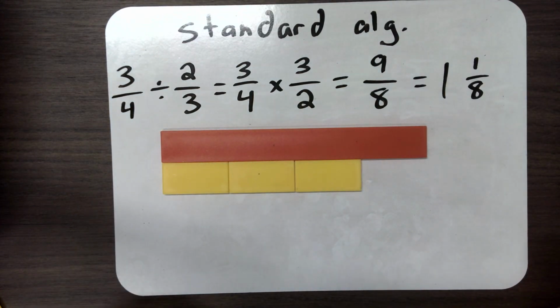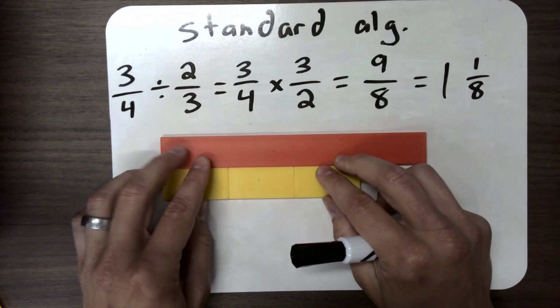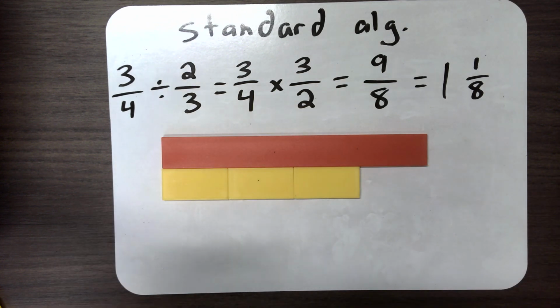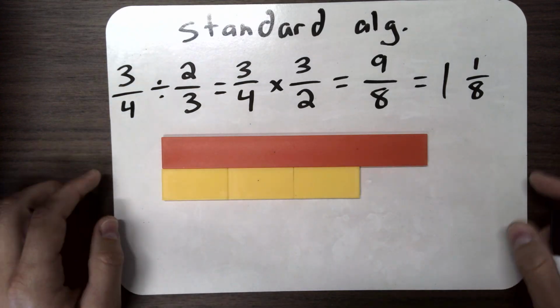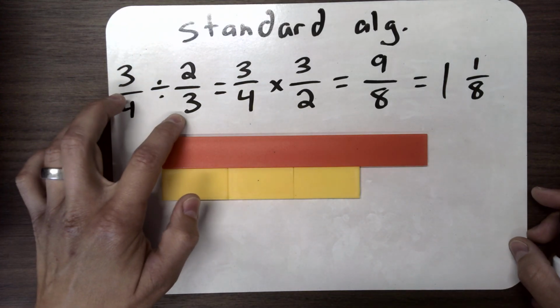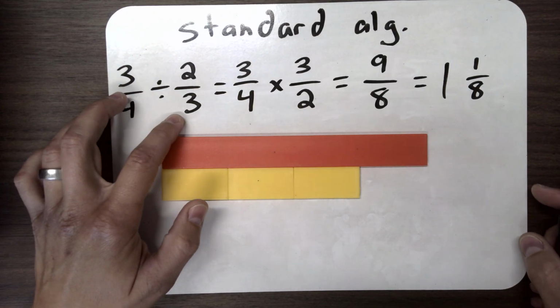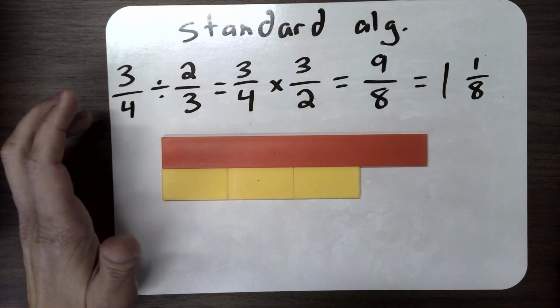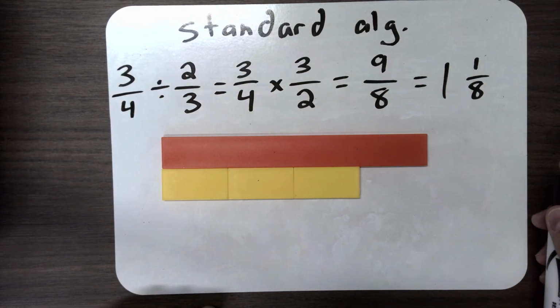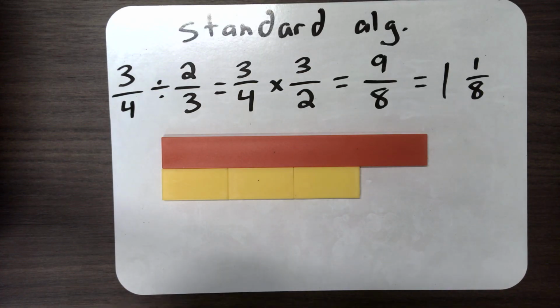For the standard algorithm for division, we have a length model that we'll look at. Again, we're just going to do the concrete one for the sake of time, but the representational models for both of these would just be drawings that align with the concrete models. So it's the exact same problem, 3/4 divided by 2/3, but we're going to use the standard algorithm. You might hear it called the invert and multiply algorithm or the keep, flip, change algorithm. There are different names to remember it.